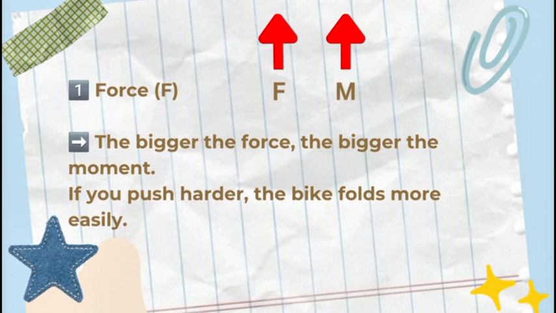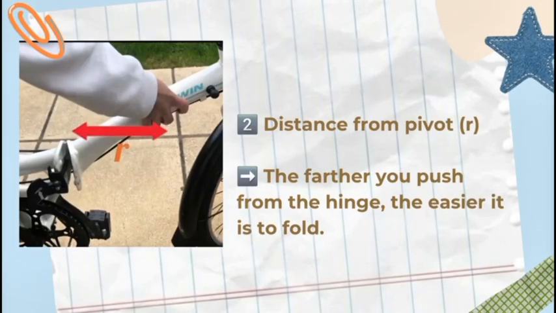For example, if you push gently, it may not move. But if you push strongly, the hinge turns quickly. Thus, as you can see, there's a red arrow. When force is increased, the moment will also increase. So let's see factor number 2. Factor number 2 is distance from the pivot, or we call it R.